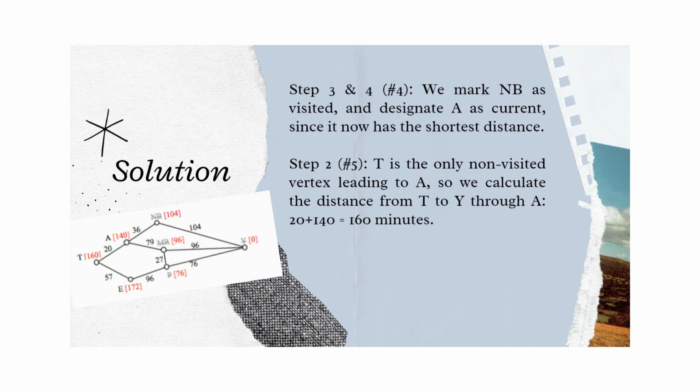Step 2. T is the only non-visited vertex leading to A. So we calculate the distance from T to Y through A, 160 minutes. Now Saumya will continue.